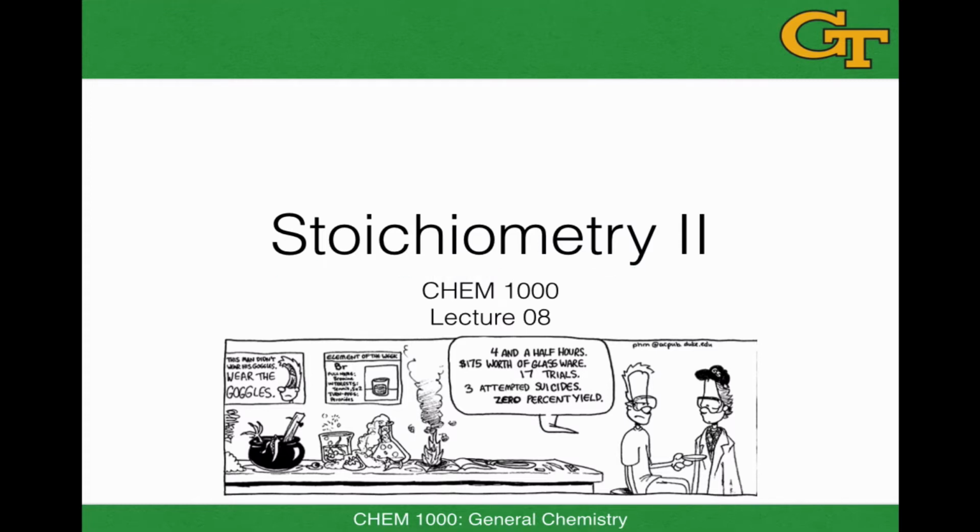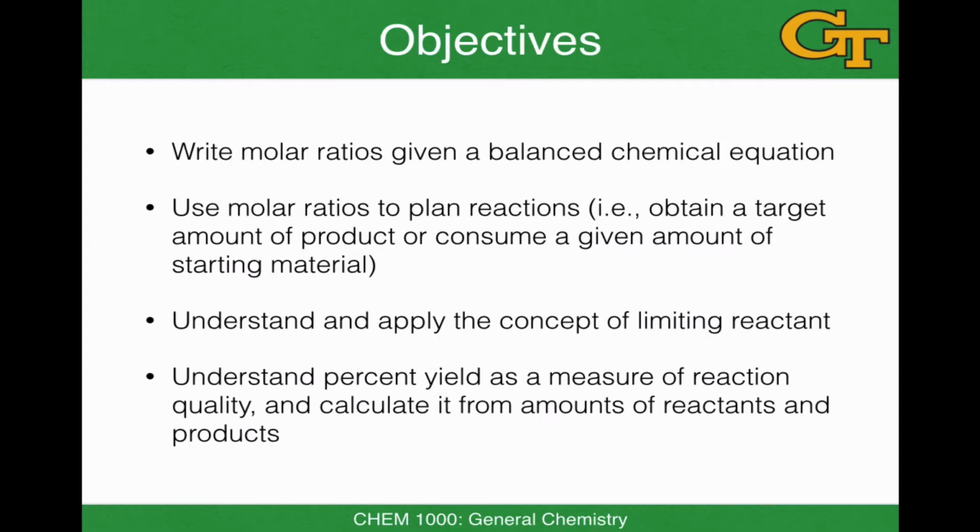to evaluating the quality of reactions through calculations of yield. So the objectives of this video are to begin with a balanced chemical equation. Remember, we talked last time about how to balance equations, and from that get the molar ratios that tell us how stoichiometrically species involved in the reaction are related to one another. We'll then use these molar ratios to plan reactions.